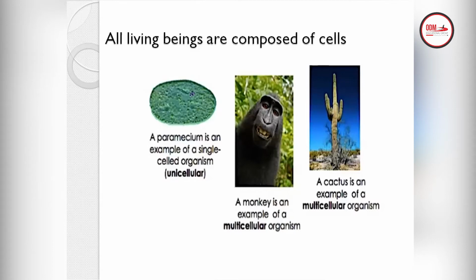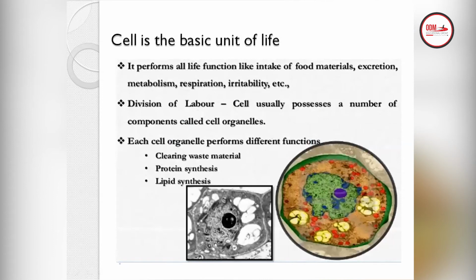Now let us come to the postulates of the theory one by one: all living beings are composed of cells. A paramecium is an example of a single cell. A monkey is an example of a multicellular organism. A cactus is also a multicellular organism. That means one organism is made up of a single cell, and the others are made up of many cells. Everybody's body is made up of cells, maybe a one-cell organism, maybe multicellular.